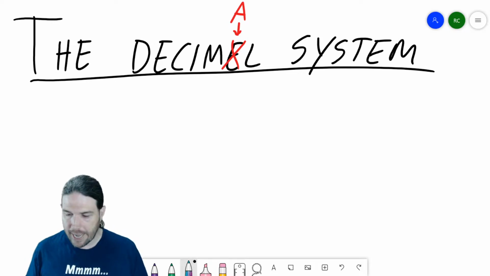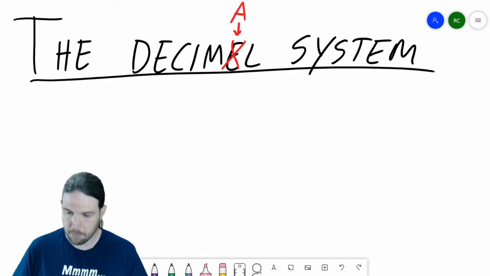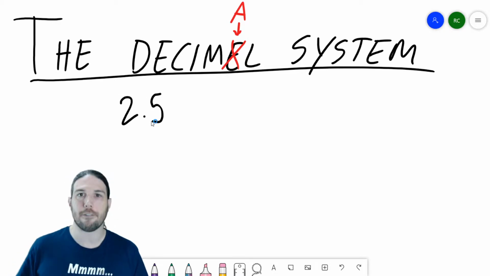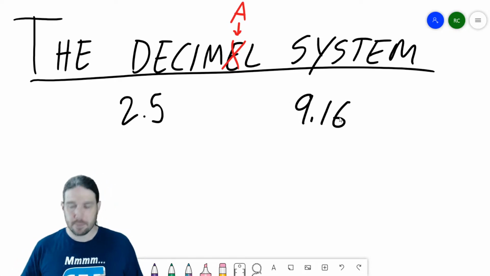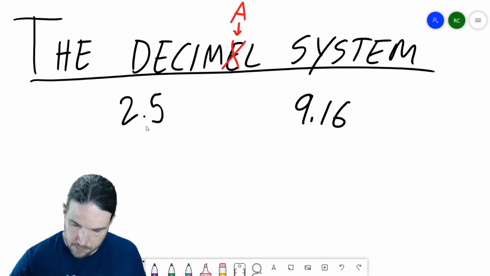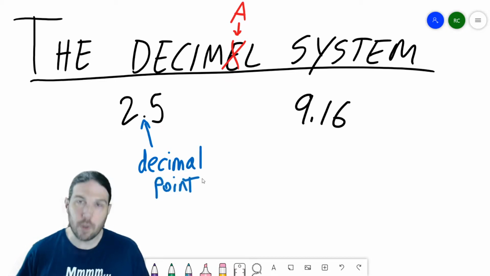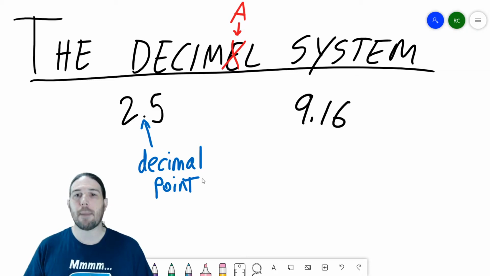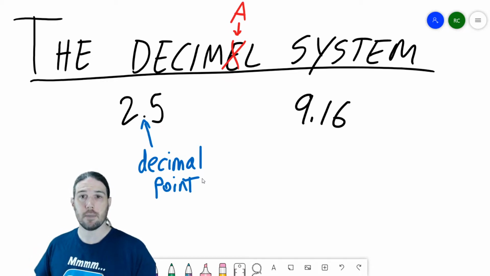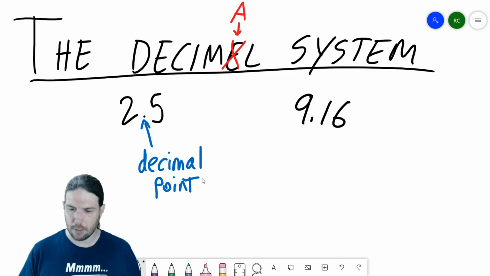Okay, when most people look at decimals, they think about numbers that are not whole numbers. They think about numbers like 2.5 or 9.16 or something like that. And we have this symbol that we call the decimal point, which is essentially just a placeholder, okay? So that placeholder tells us where the whole numbers stop and the partial numbers begin. That 0.5 is 5/10. But again, I'm getting ahead of myself.